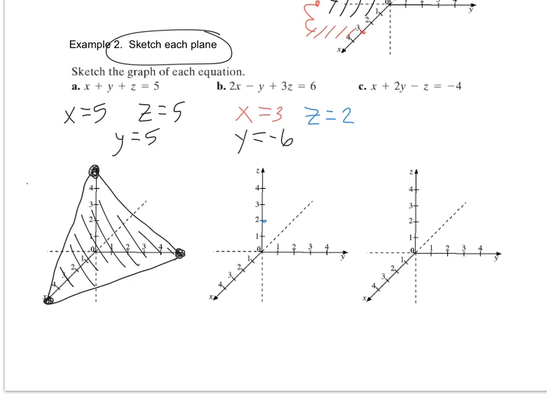So I'm going to make a dot at 3, -6, and 2. And connect. And then the last one, I'm going to set x and z equal to 0, so y equals -2, and z has to be 4. So x is 4, y is -2, and z is 4. Kind of messy on that one.